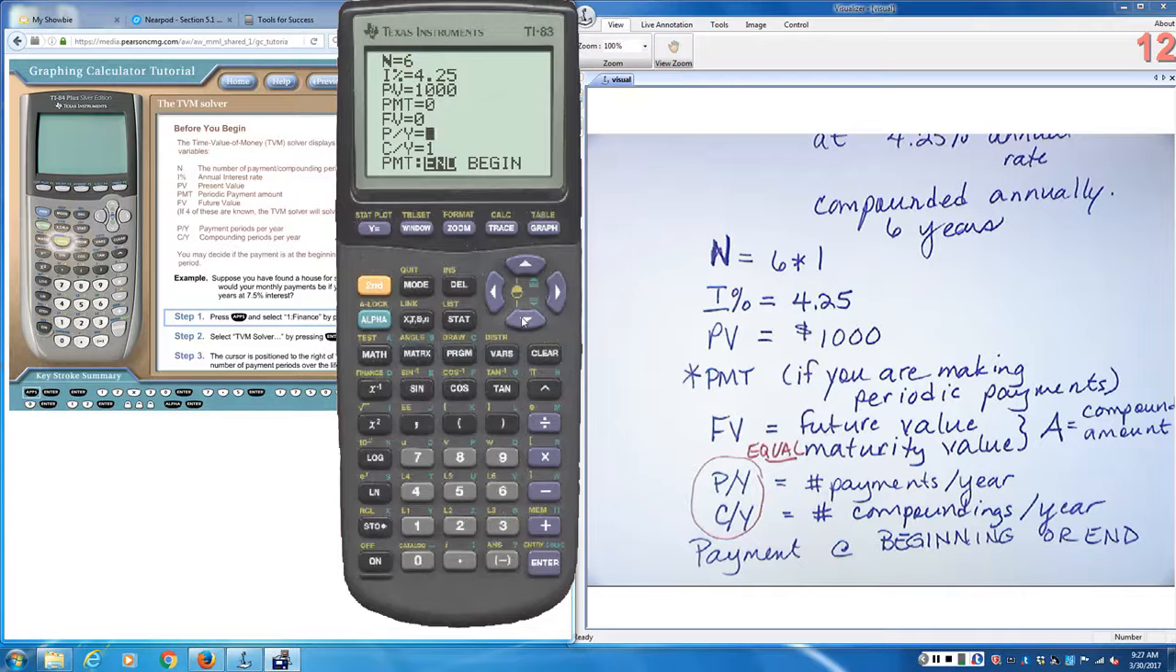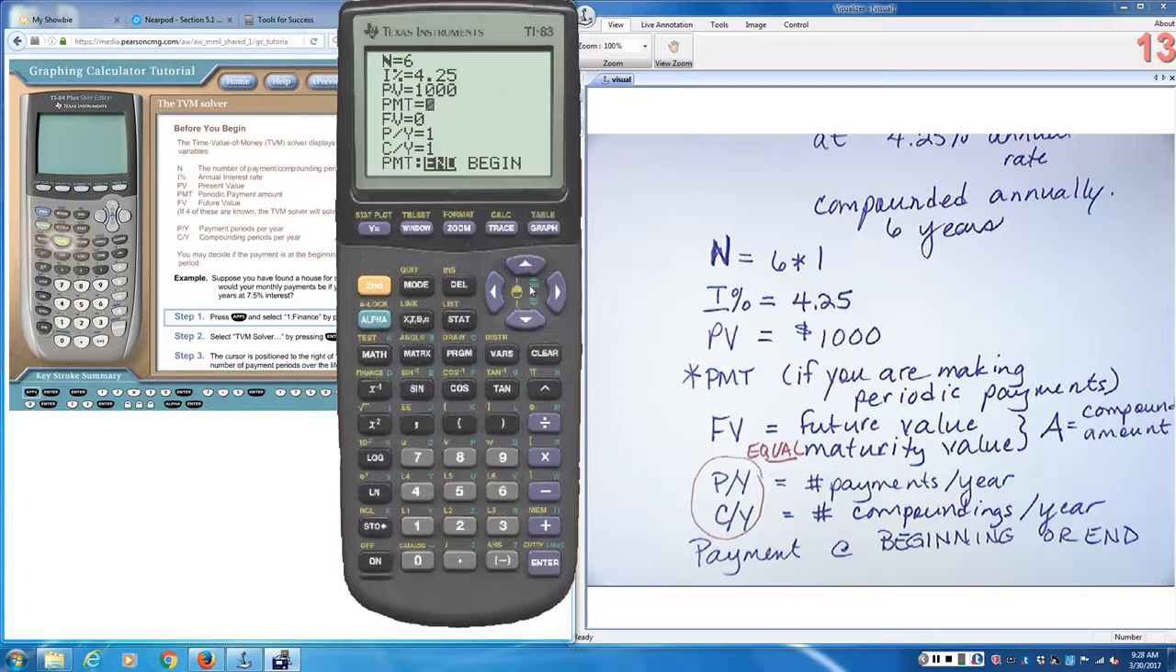Like, for example, if you do a mortgage to buy a house, which is the example we're going to do in a minute, you make 12 payments a year, once a month, and they compound your interest monthly. So you make payments once a month, and they actually reassess your balance once a month also. In that case, your payments per year and your compoundings per year would both be 12. Okay? But in this case, it's going to be 6 years compounded once a year. The interest is going to be paid once a year.